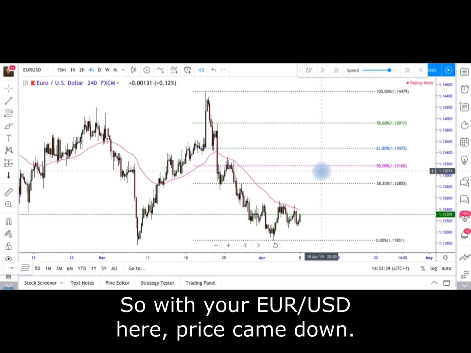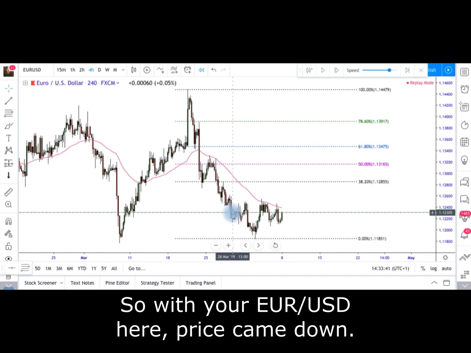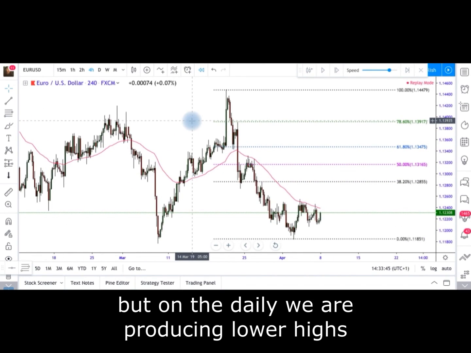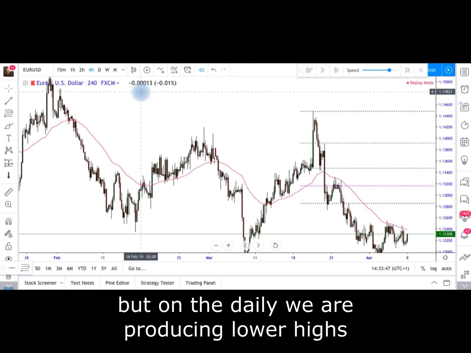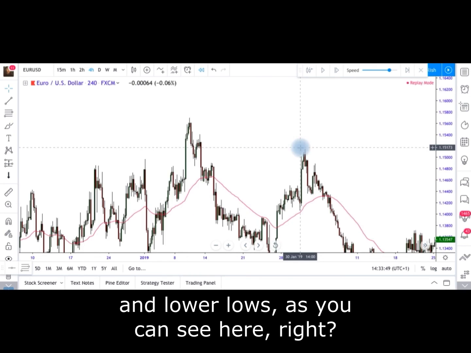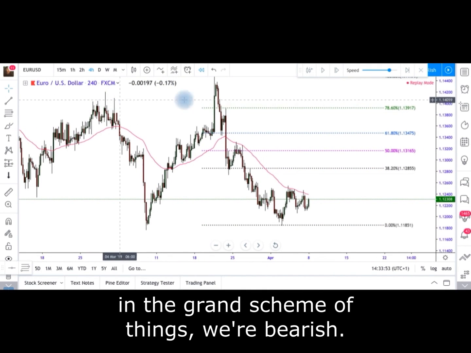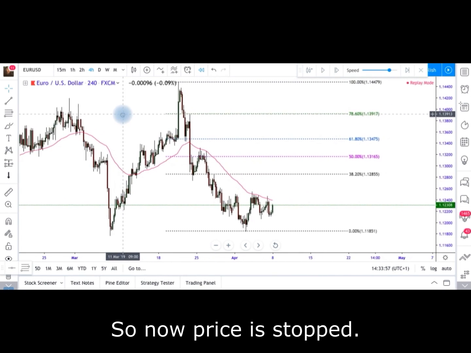So with Euro USD here, price came down. Now overall on the higher time frame, we're currently on the 4-hour, but on the daily we are producing lower highs and lower lows, as you can see here, right? So we knew that really, although we took out this here, in the grand scheme of things, we're bearish. We've made that choice. So now price has stopped.